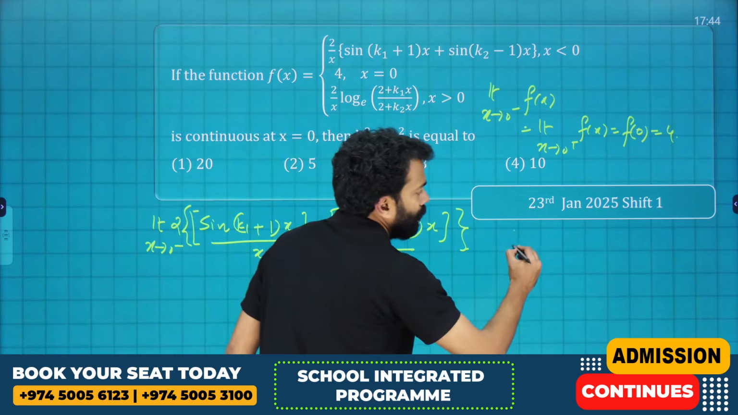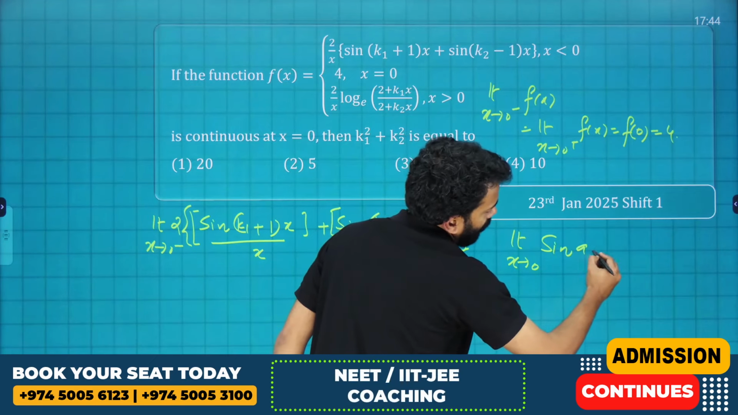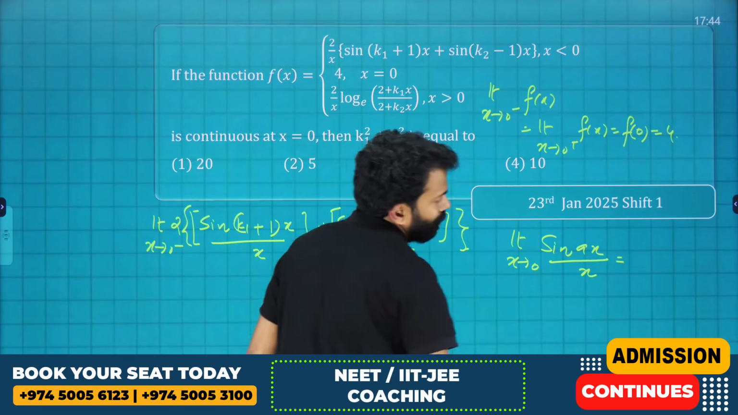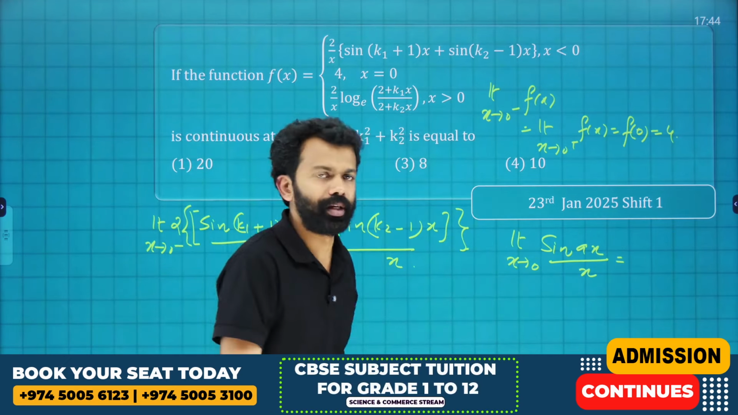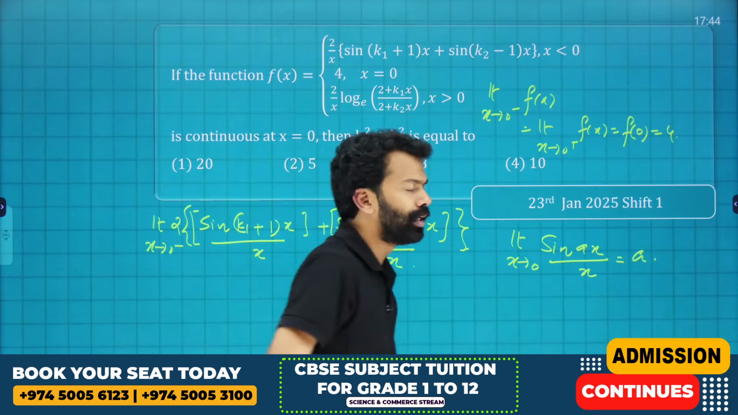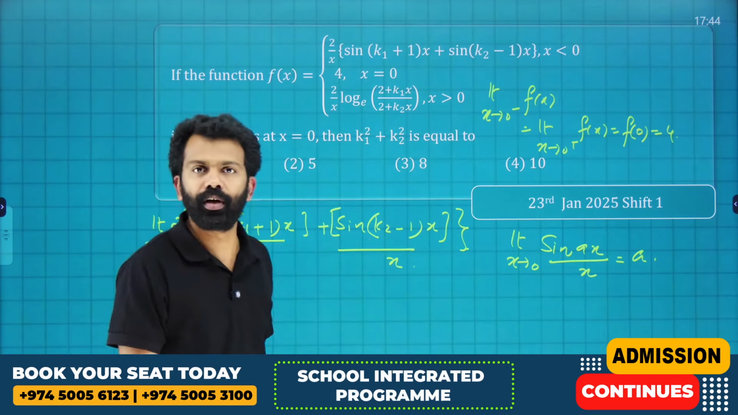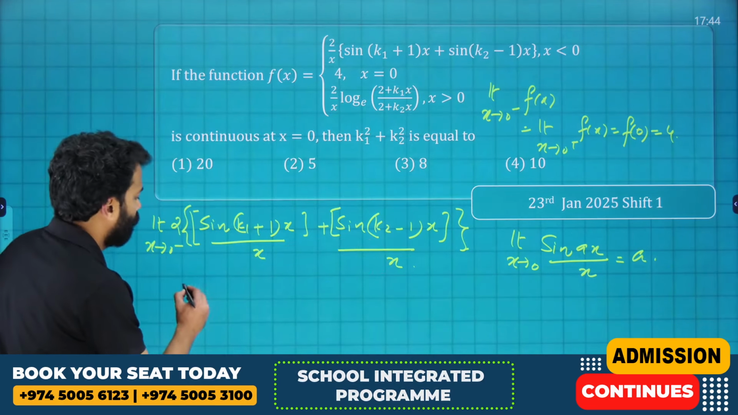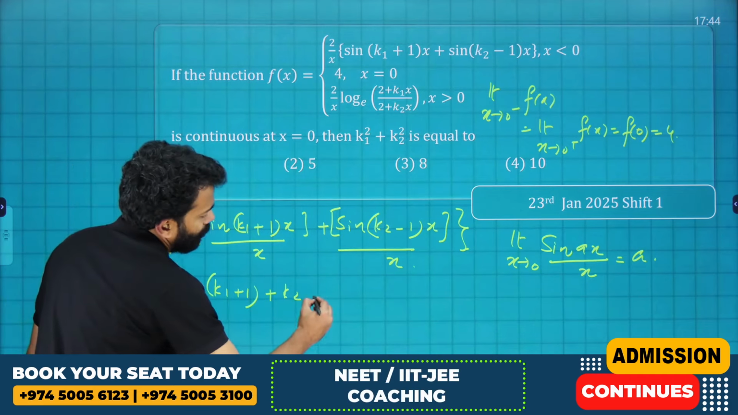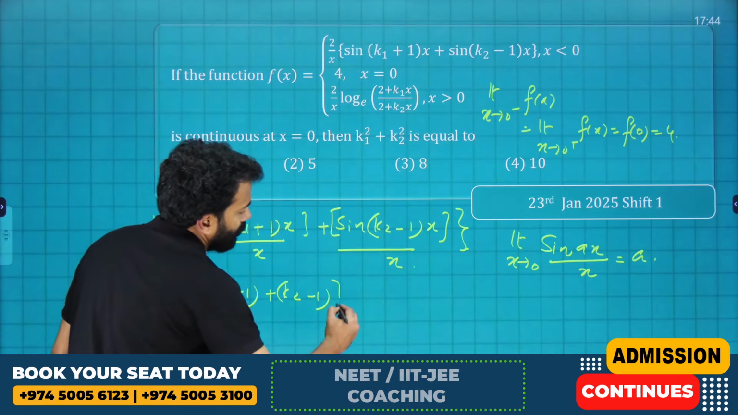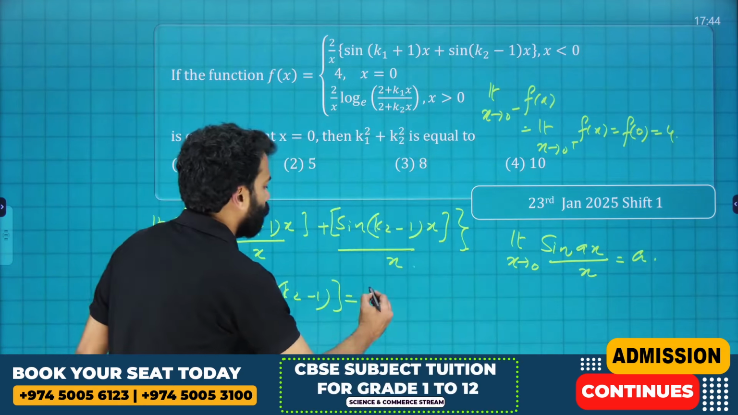Do you know the result of limit x tends to 0 of sine ax divided by x? What is the value of this one? Its value is equal to a itself. Therefore, what is the value of this one? k1 plus 1. And what is the value of this one? k2 minus 1. Okay, therefore 2 into (k1 plus 1 plus k2 minus 1). Okay, and which is equal to, see, left hand limit is equal to what? 4.